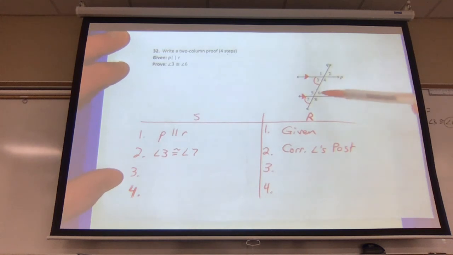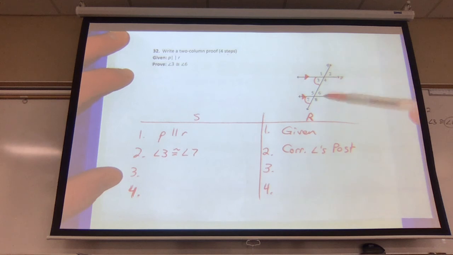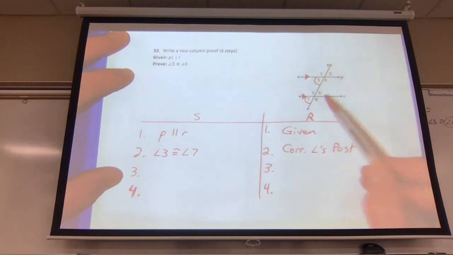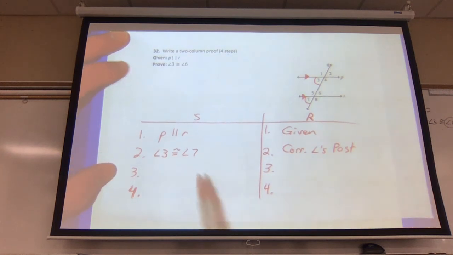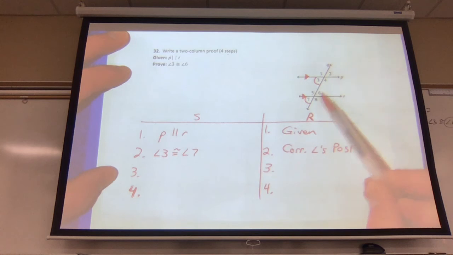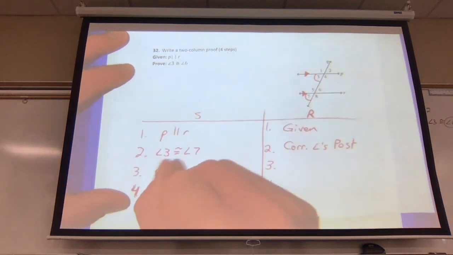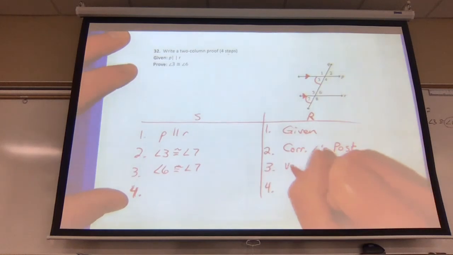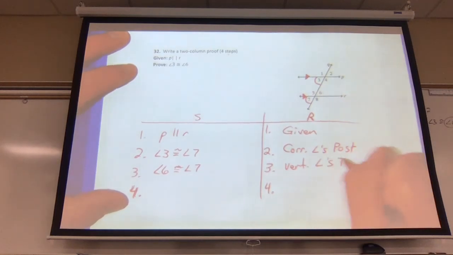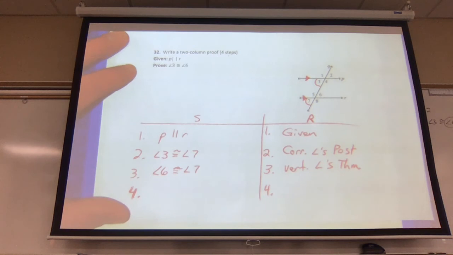Looking at your picture, what's angle 6 congruent to? 6 and 2 would work because they're corresponding. That's one way to answer it. 6 and 7 would work also. Why would 6 and 7 be congruent? Vertical angles. Since we already have 7 in here, let's go with 6 and 7. 6 is congruent to 7 by the vertical angles theorem. And if you want to mark the picture, you can.